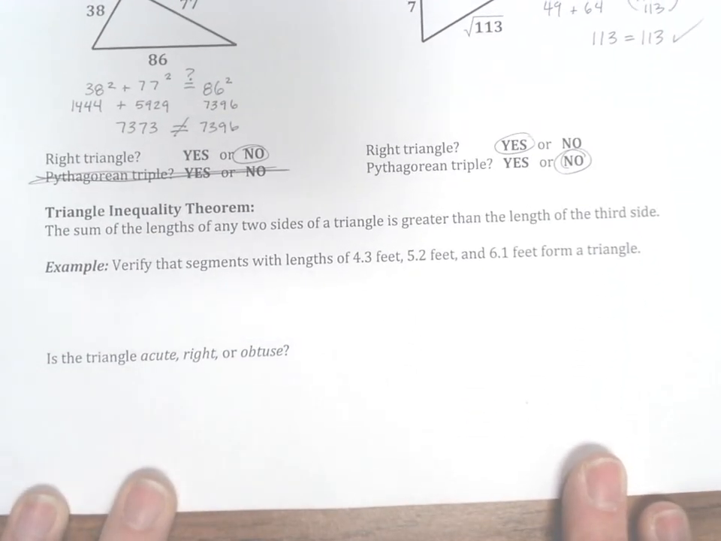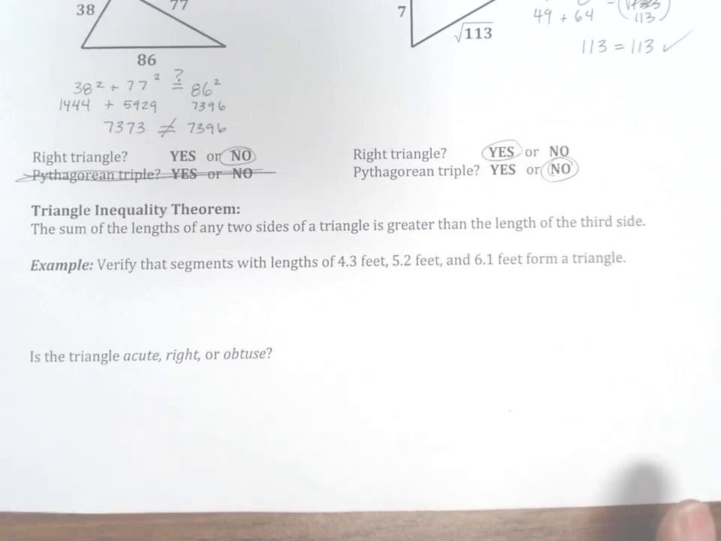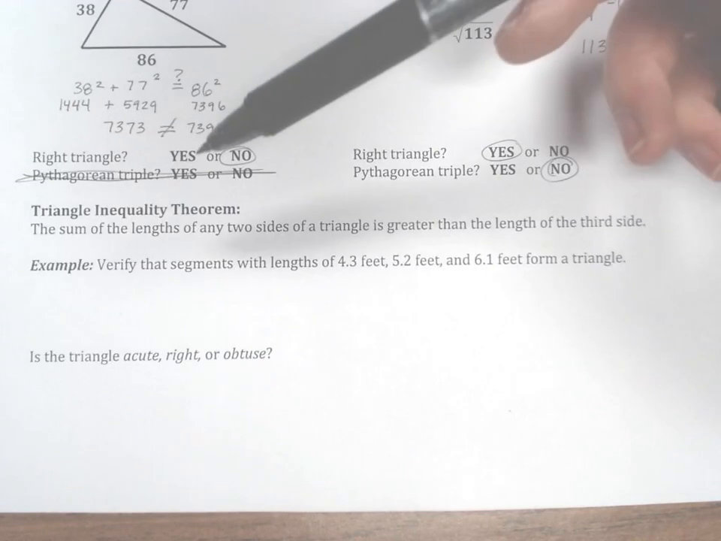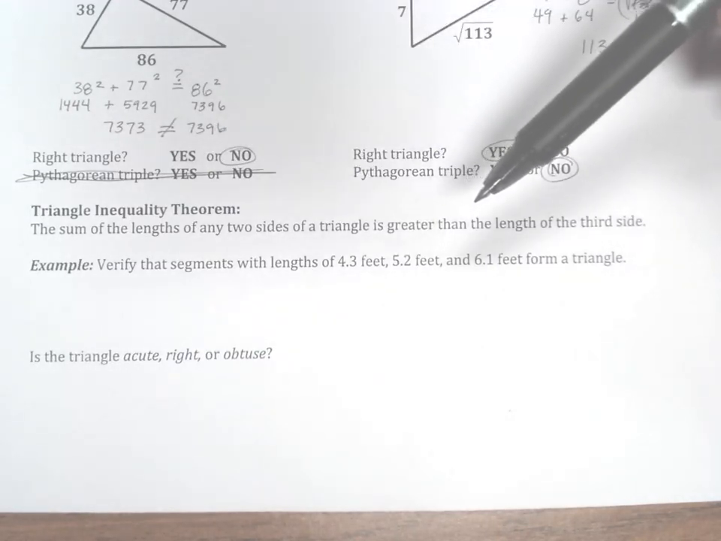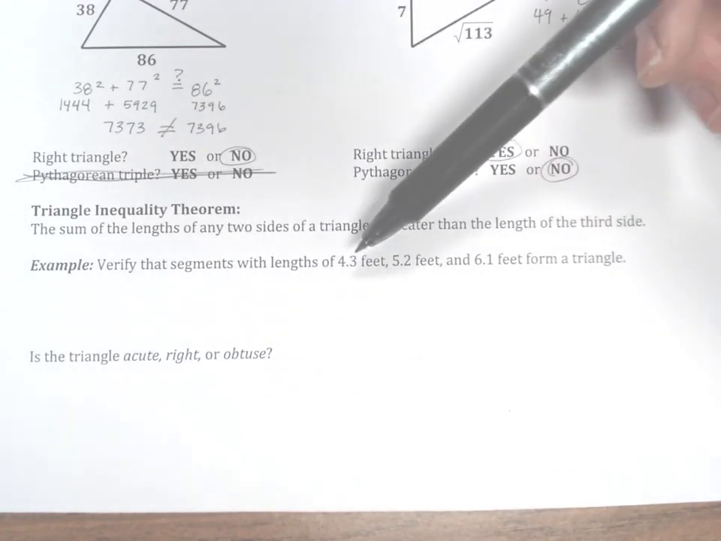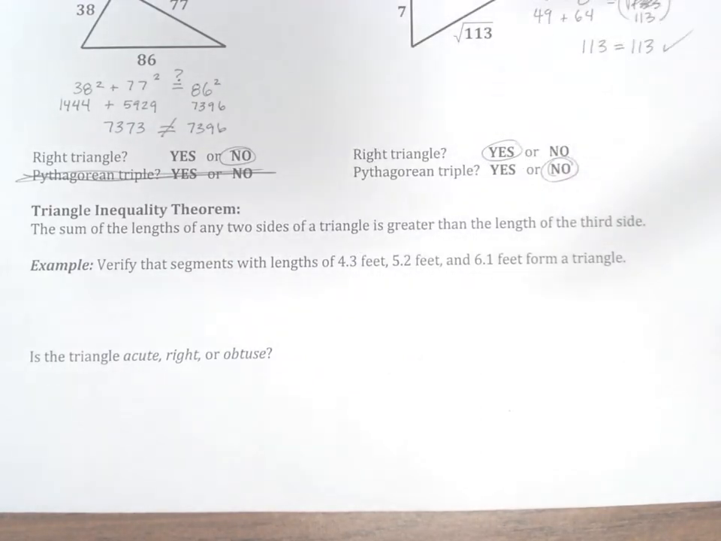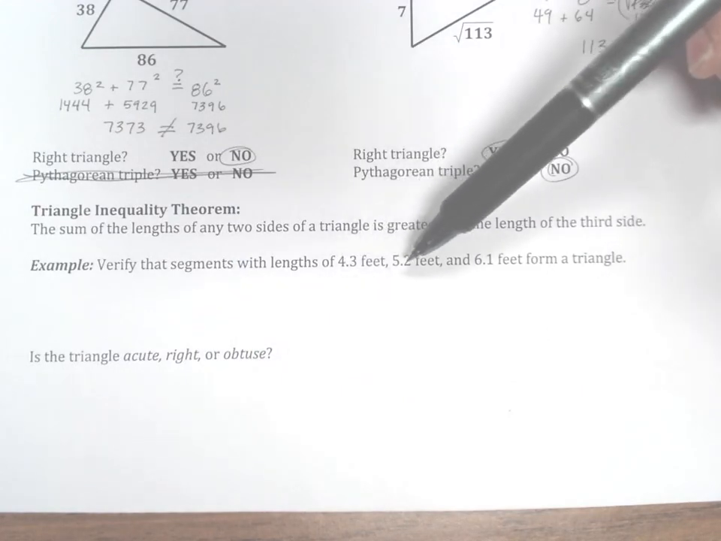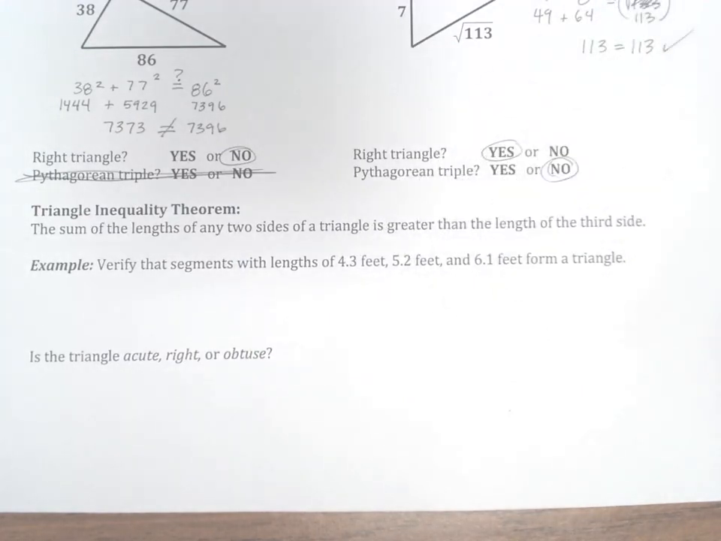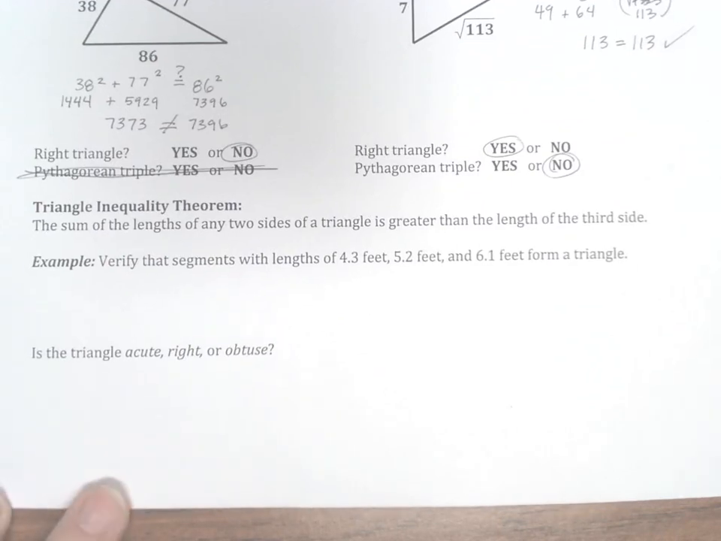Okay, so a couple more things here then. The triangle inequality theorem is one that says that the sum of the lengths of any two sides of a triangle has to be greater than the length of the third side. So we can verify this. Basically, if this isn't true, you can't make your sides meet to form a triangle. So we're going to verify that 4.3 feet, 5.2 feet, and 6.1 feet are side lengths that can form a triangle.